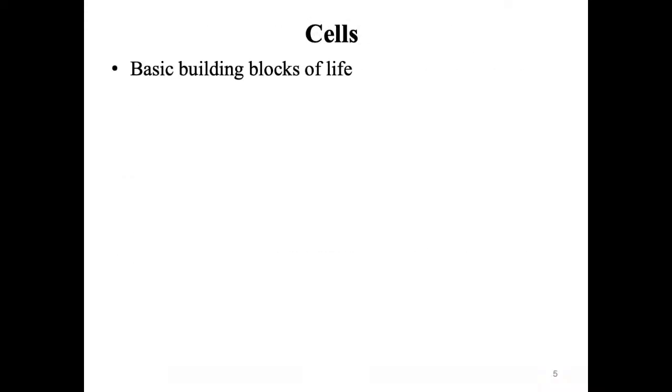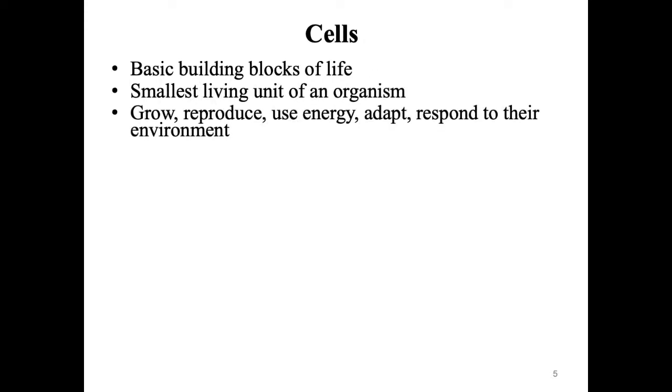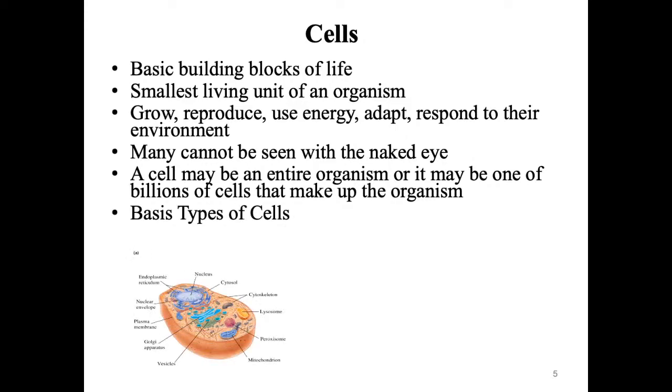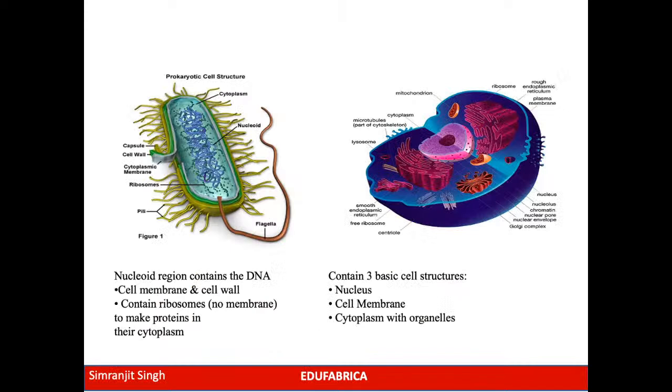So, the basic building blocks of life, the smallest living unit of an organism. They grow, reproduce, use energy, adapt, and respond to the environment. Many cannot be seen with the naked eye. A cell may be an entire organism or it may be one of the billions of cells that make up the organism. There are two basic types of cells, eukaryotic cells and prokaryotic cells.